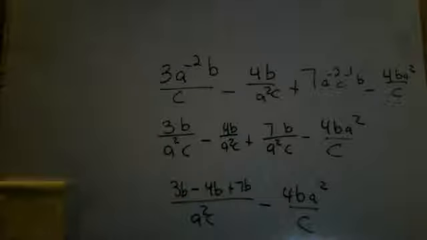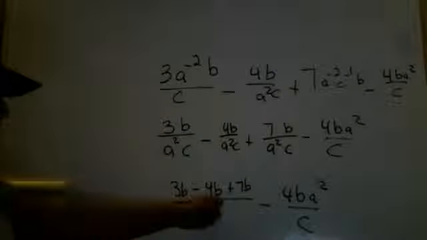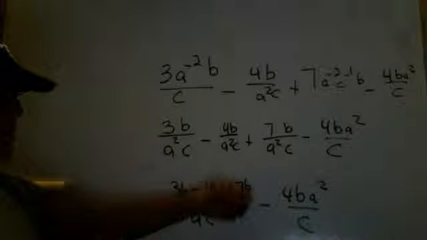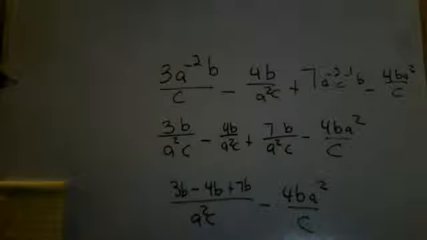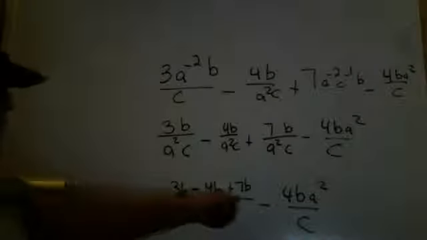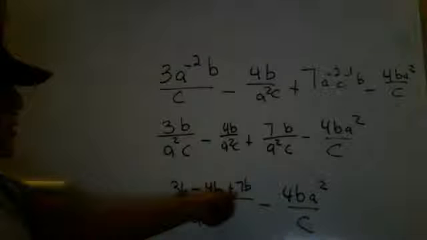Do we have any like terms? Remember, we said like term says a term with the same variable or variables raised to the same power. You have a variable of b to the first, b to the first, and b to the first. These are all like terms, therefore I can combine them. If you look at the coefficients, you have a positive 3, a negative 4, and a positive 3. What is 3 minus 4 plus 3? It's going to be 6.